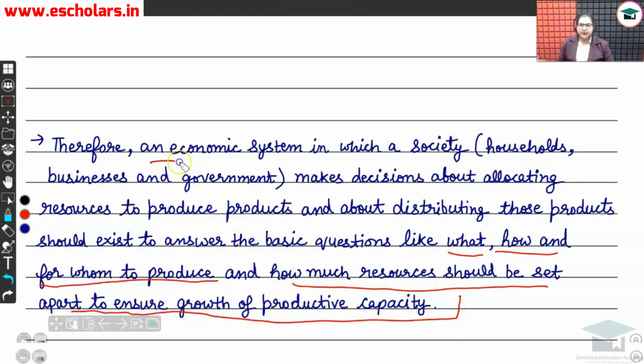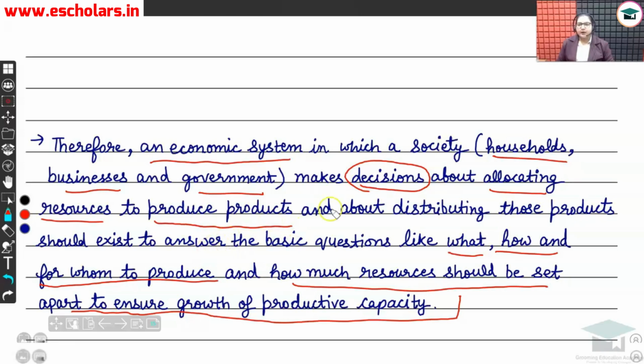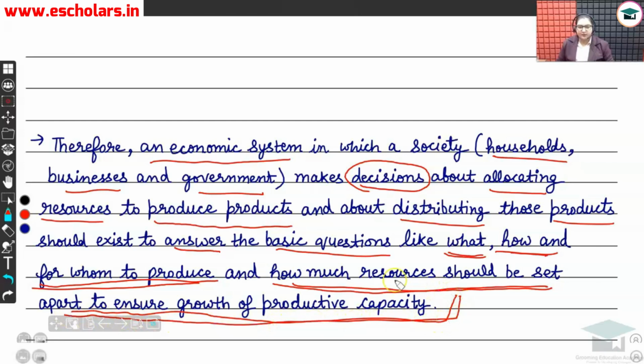That is, an economic system which involves households, businesses and government makes the decision about how to allocate the resources, that is how to distribute the resources in order to produce products, and how to distribute these products should be done in order to get the answer of the basic questions like what, how and for whom to produce and how much resources should be set apart to ensure growth of productive capacity.